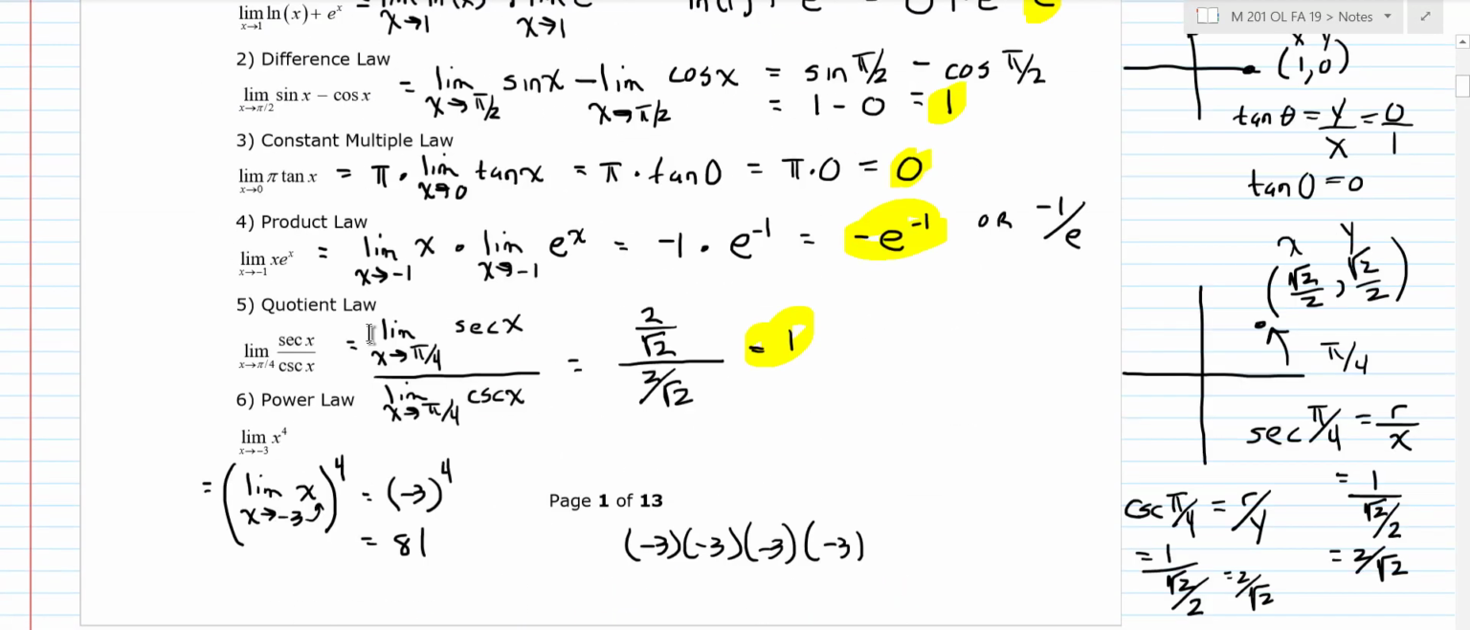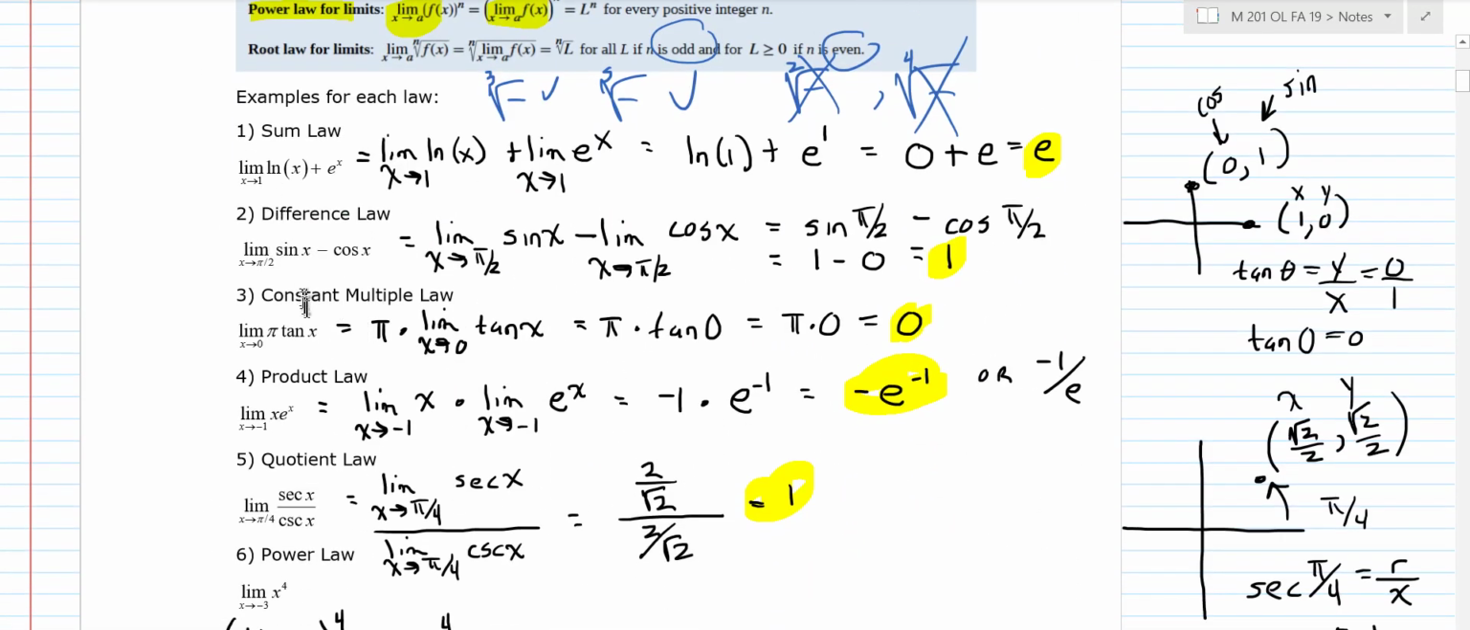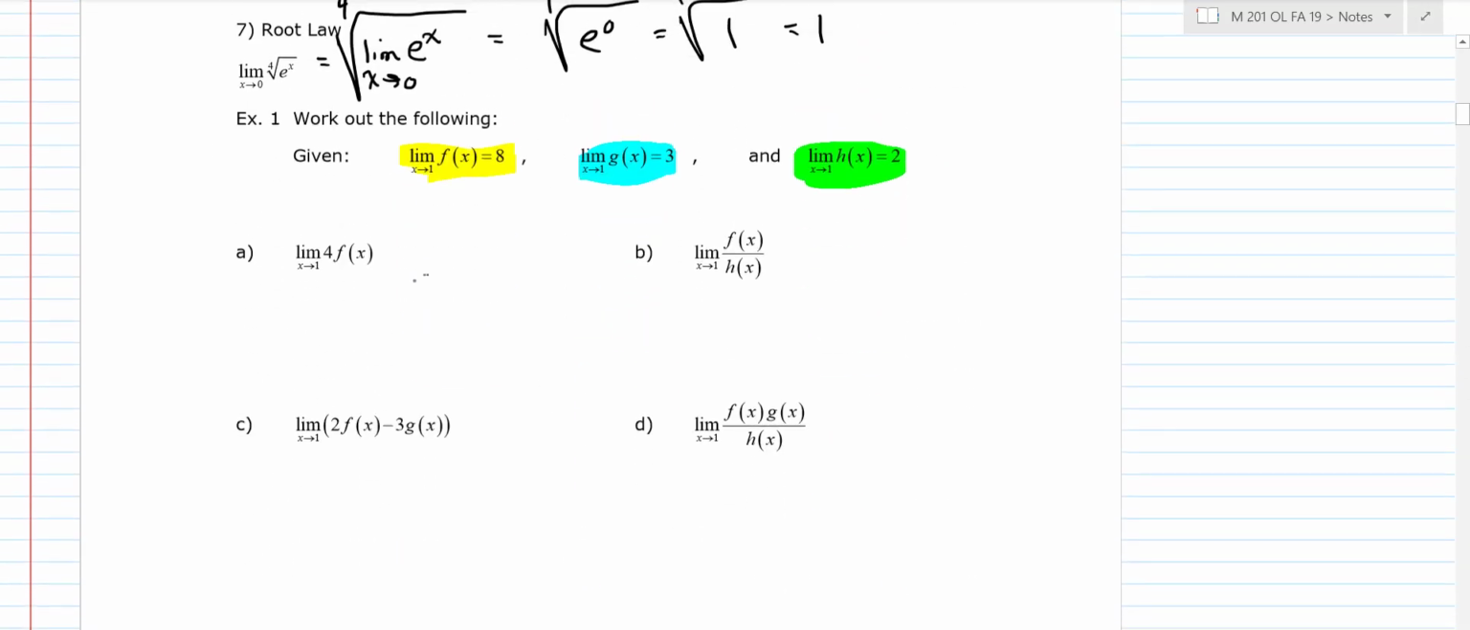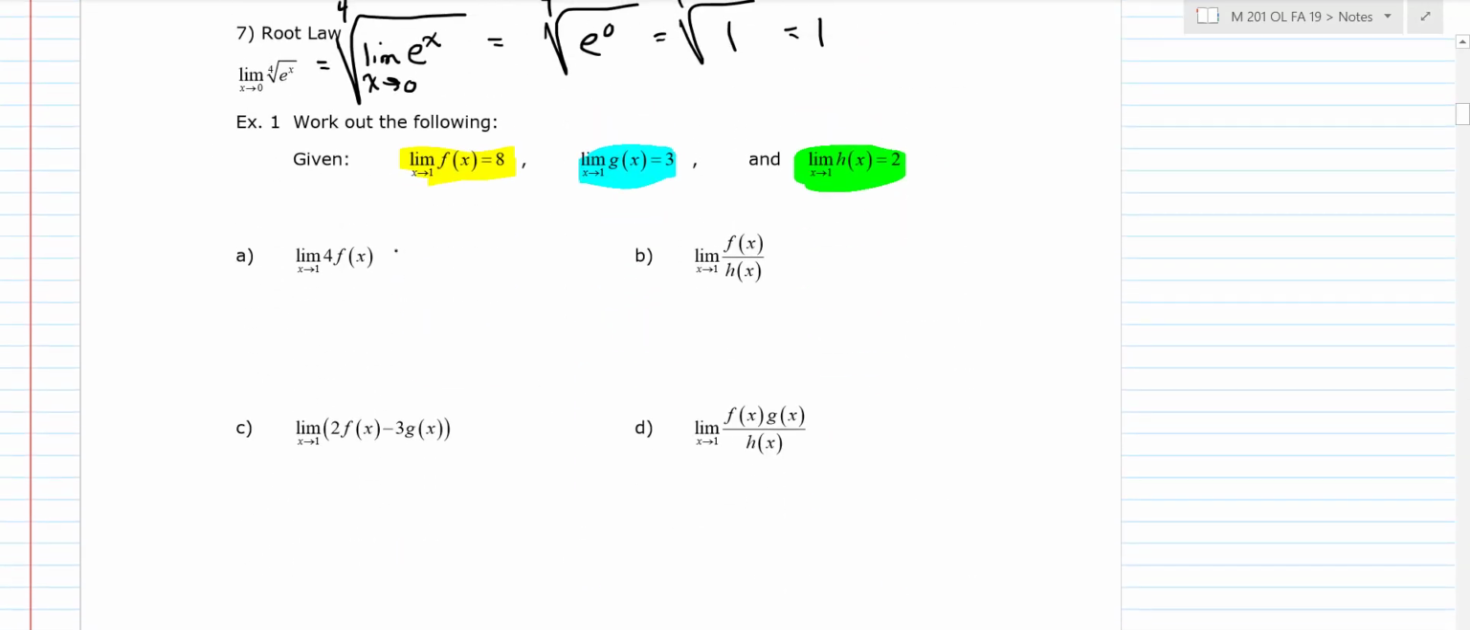Okay, and I'm going to go back and refer to these as I go. This is rule 3. Okay, and it would be a good idea to write down which these are as we go. So according to that rule 3, the constant comes out. So you would write down 4 times the limit as x approaches 1 of f of x. And the limit of f of x is given as 8.